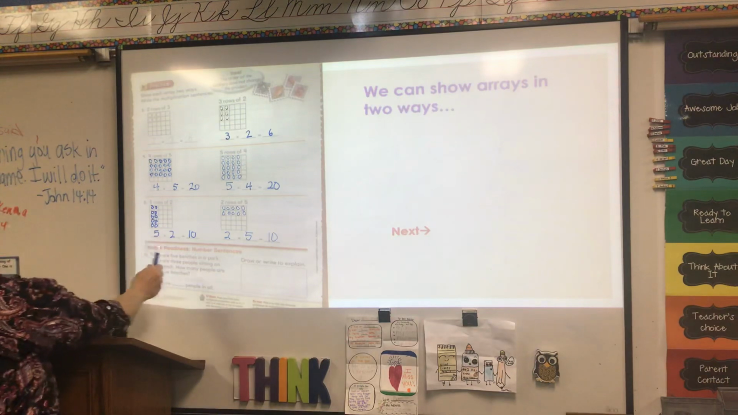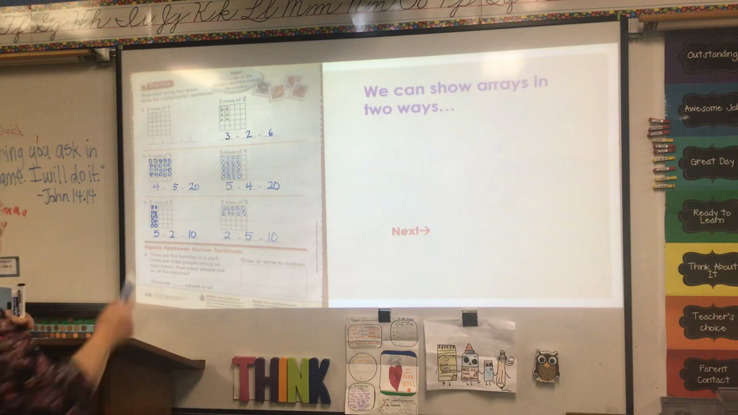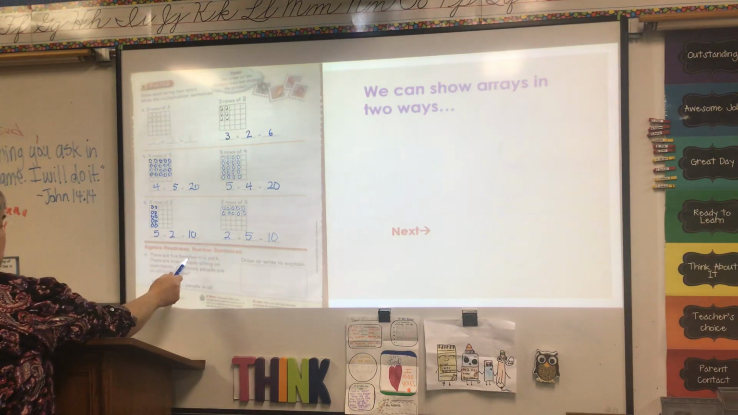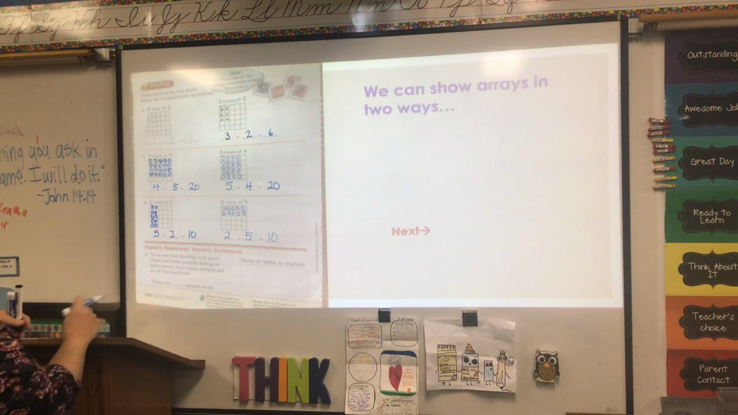Here we have algebra readiness. I love algebra. You're going to love algebra too. There are 5 benches in a park. There are 3 people sitting on each bench. How many people are on all 5 benches?